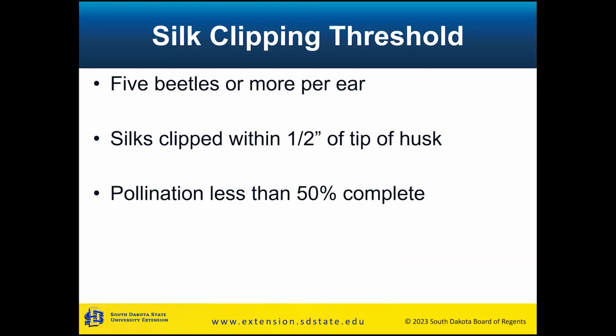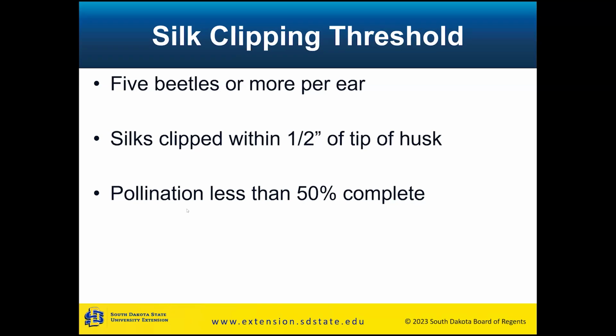But what about thresholds for silk clipping? In some cases, I know people trigger a spray based on just having very large numbers of rootworms in the field. But if we're looking at a threshold for silk clipping, the big thing is you need to have 5 or more beetles per ear. Silks have to be clipped within a 1/2 inch of the tip of the husk, because then we're going to have a harder time for that pollen to drop onto the silks and cause ear fill to occur.